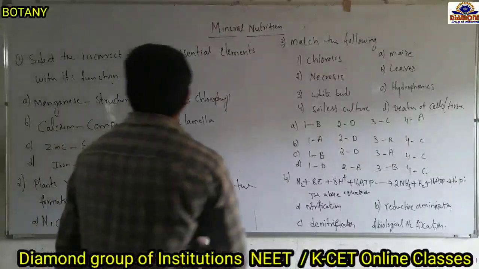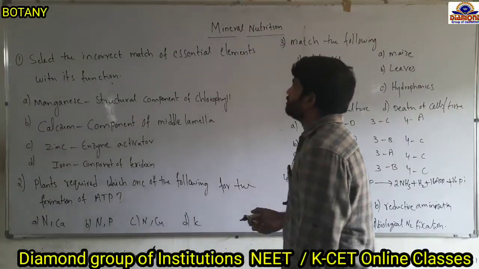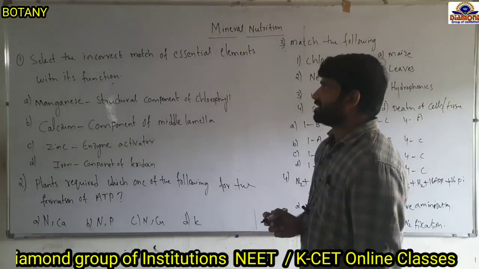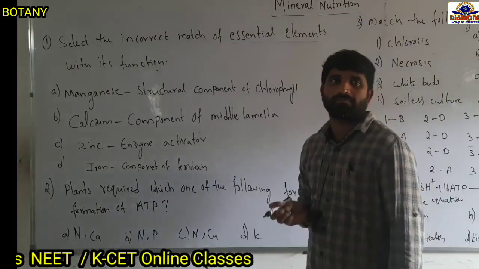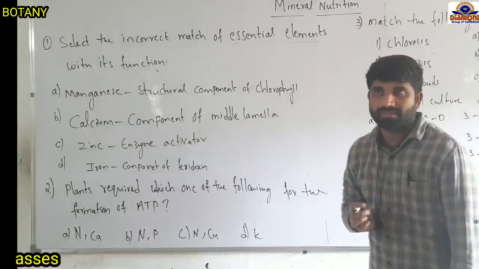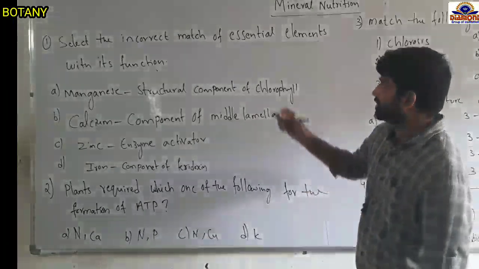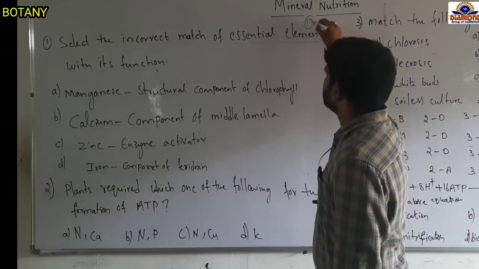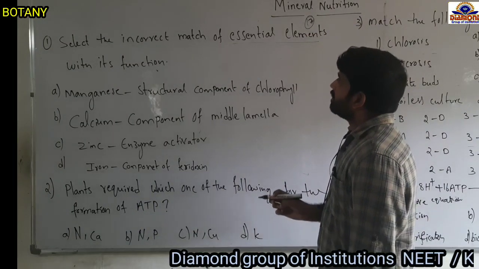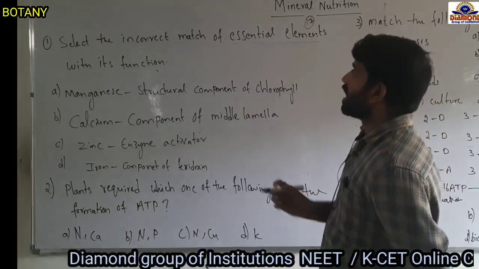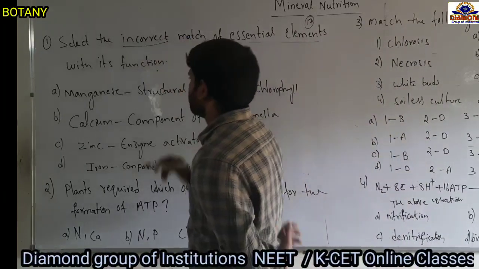In that, some portions are: select the incorrect match of essential elements. You know that essential elements are the elements required for plant growth and development. Based upon that requirement, 17 essential elements are identified. Out of the 17 essential elements, based upon their functions, we have to identify the incorrect match.